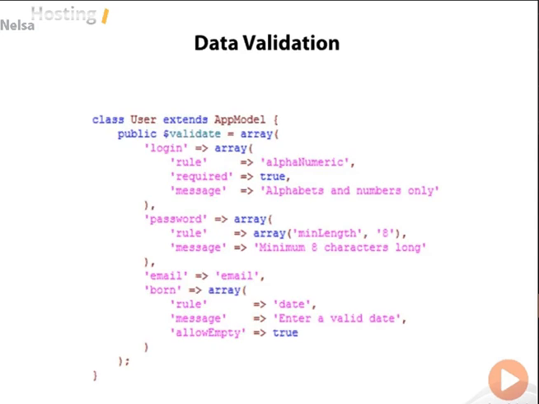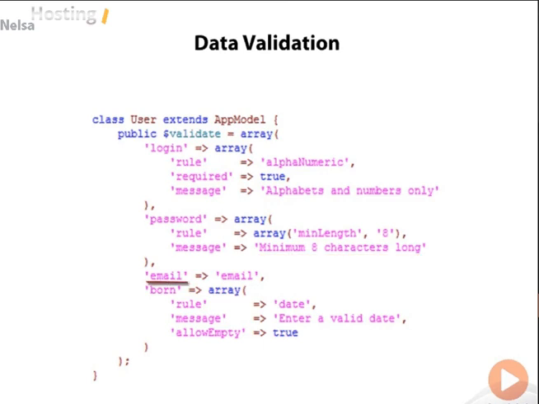This is the exact same data validation that I showed you at the beginning of this segment. Let's walk through this validation and we should have a pretty good understanding of what's going on. Here we are first validating the login field from the database. The rule that's being used with the login field is alphanumeric. It's also required, and it has a personal message for the user to see if the validation is not met. The password field in the database is validated by the rule minimum length. The minimum length is set to 8 characters, and there's also a personalized message for the user to see if the validation is not met.